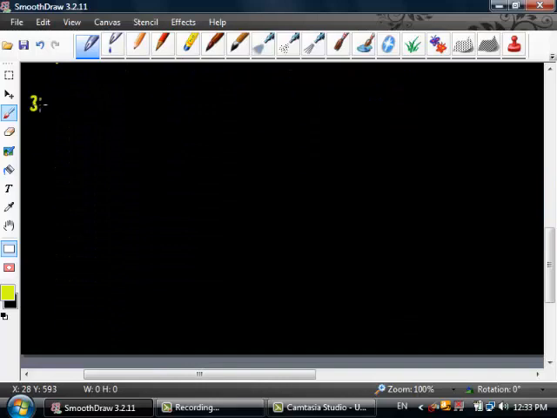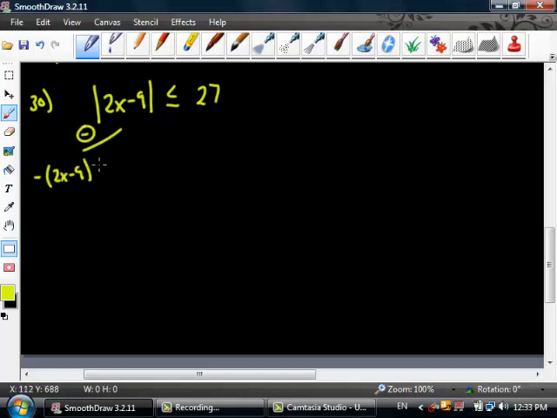Okay, number 30. Absolute value of 2x minus 9 is less than or equal to 27. Again, the negative version of this problem is negative, parentheses, 2x minus 9 is less than or equal to 27. The positive version of this problem is 2x minus 9 is less than or equal to 27.